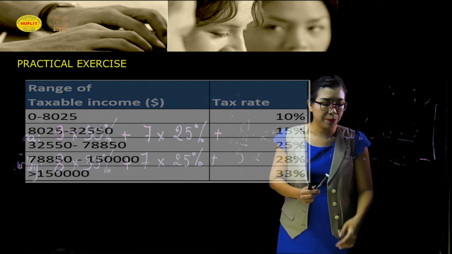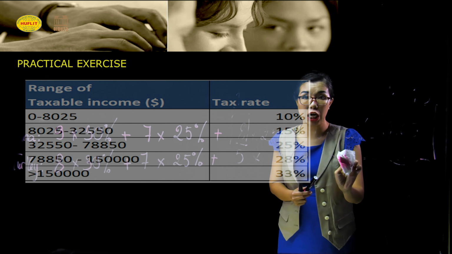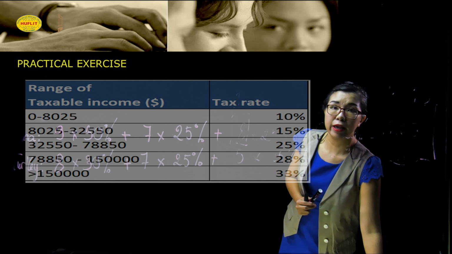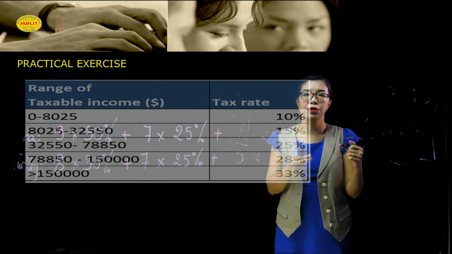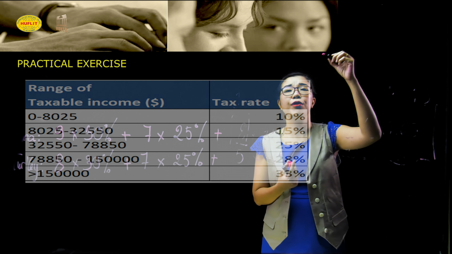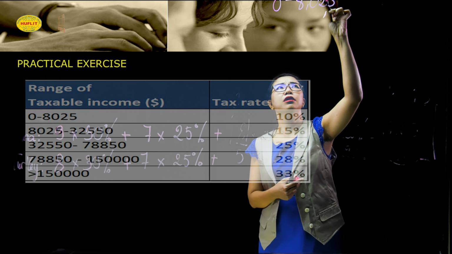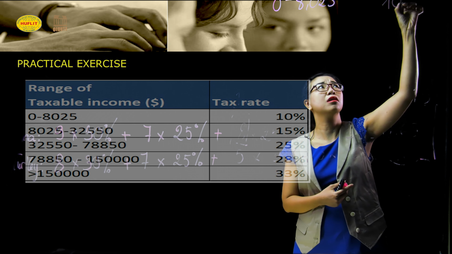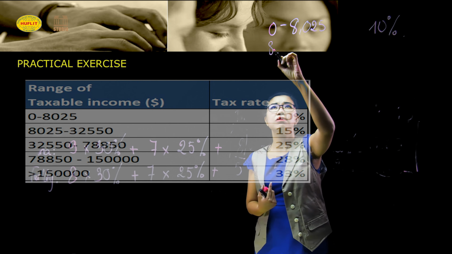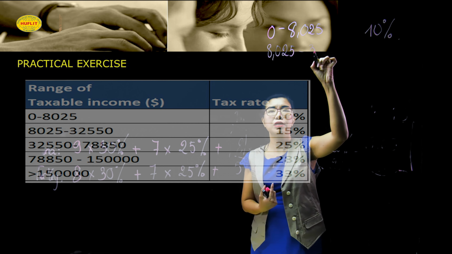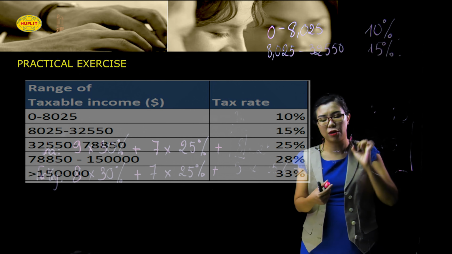As you might know, this is about the personal income tax. Every country has a different personal income tax bracket, and here is just hypothetical data for any country, all right? So I give you the data here: for taxable income ranging from 0 to 8,025, the tax rate is going to be 10%. And the second tax bracket is going to be 8,025 to 32,550. It's going to be 15%, sorry.